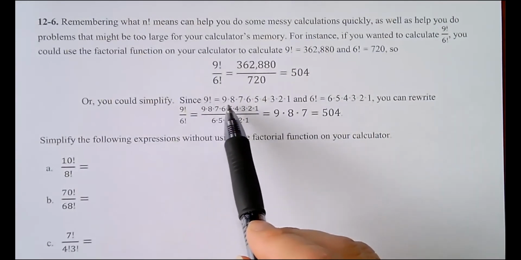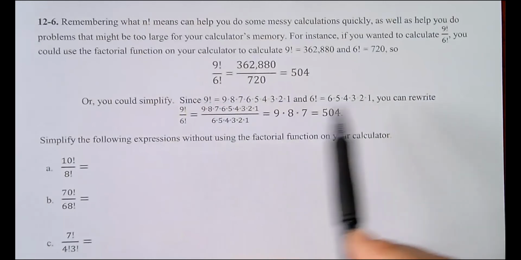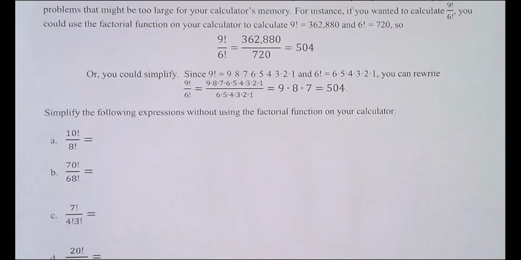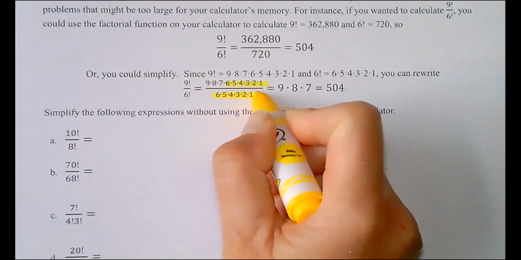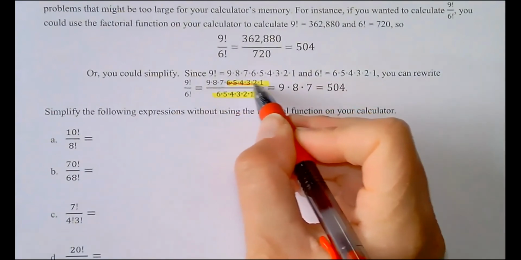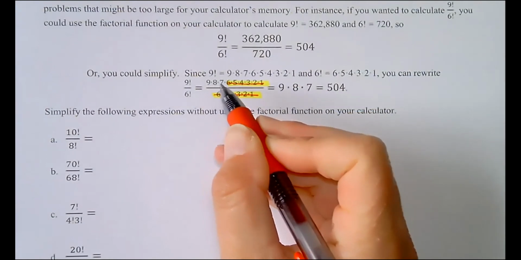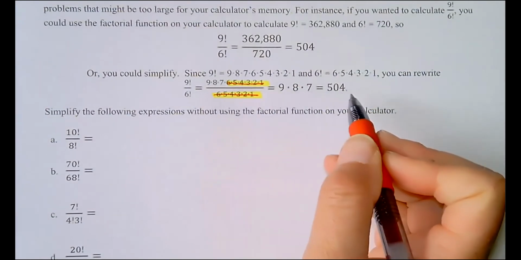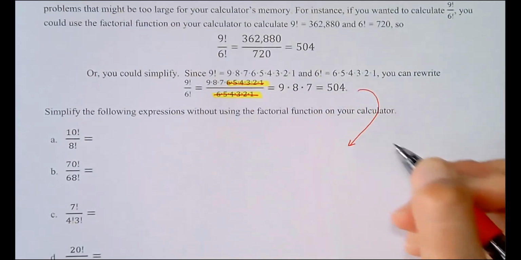Since 9 factorial is 9 times 8 times 7 times 6 times 5 times 4 times 3 times 2 times 1, and 6 factorial is 6 times 5 times 4 times 3 times 2 times 1, you can write it like this. Now, what you'll notice is on top, I have a 654321 and another 654321. So those can cancel each other out, and I'm left with 9 times 8 times 7, or 504.